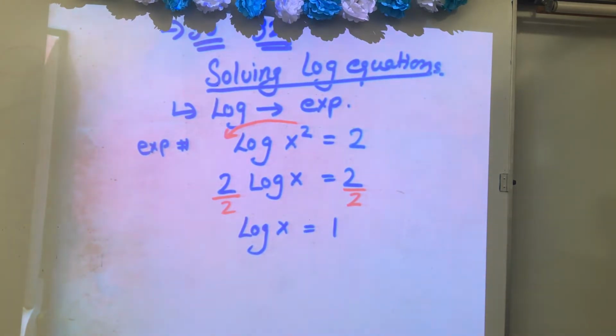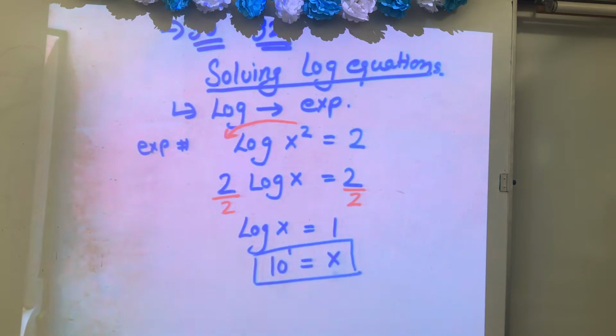Time to switch. I hope you remember, if there's no base number, it's base 10. So this becomes 10 and swap. 10 to the first power makes it equal to, oh, my bad, makes it equal to x. Here you go. So my answer would be x is equal to 10.